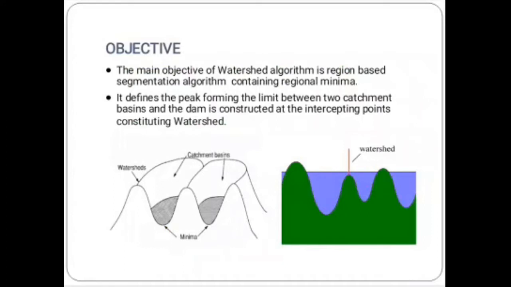The main objective of the watershed algorithm is region-based segmentation containing regional minima. It defines the peak forming the limit between two catchment basins, and the dam is constructed at the intercepting point. So here I'm going to take watershed segmentation. My main aim is to reduce the over segmentation.